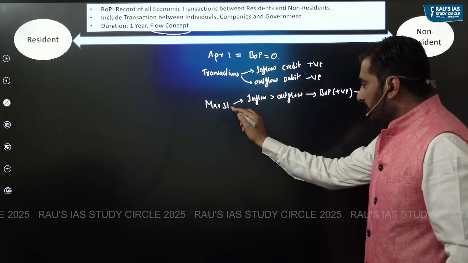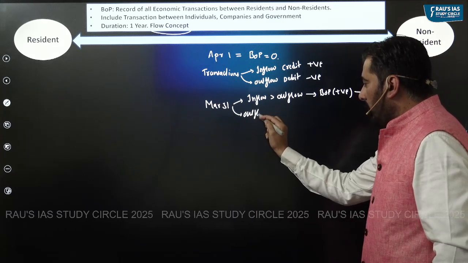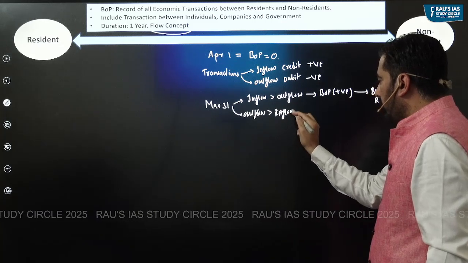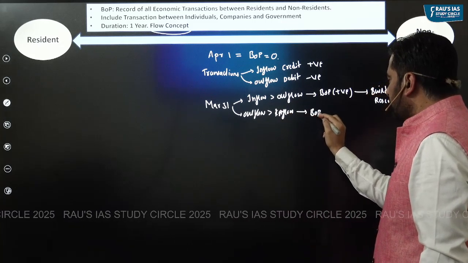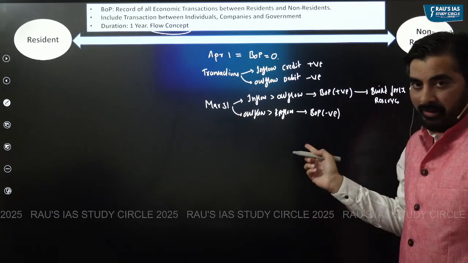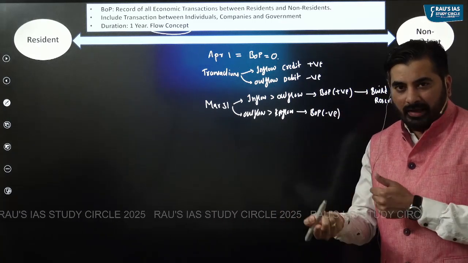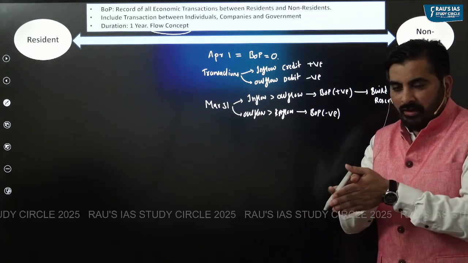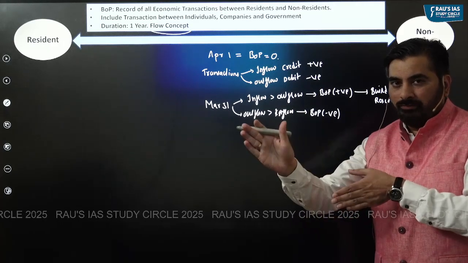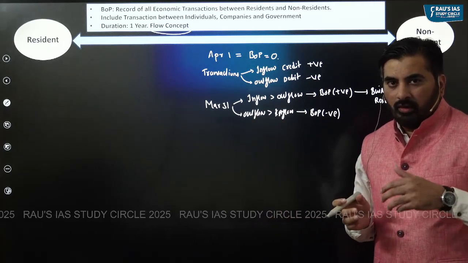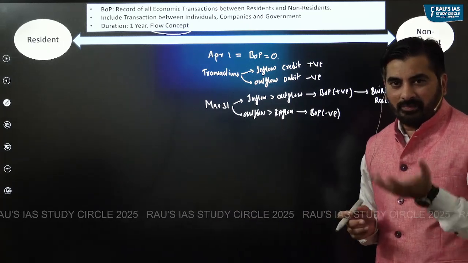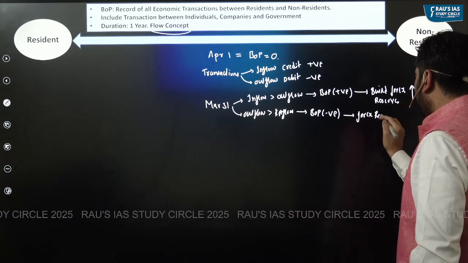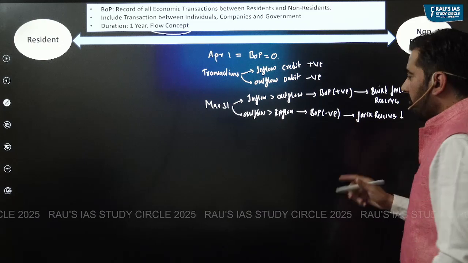Same logic if you apply, if outflow of capital money is more than the inflow of capital, then as on March 31st, BOP would become negative. If BOP becomes negative as on March 31st, what does it mean? It means that for that particular financial year, the outflow of money was more than the inflow. So from where did the excess money go out of India? It means that our Forex reserves for that particular year may have got reduced.